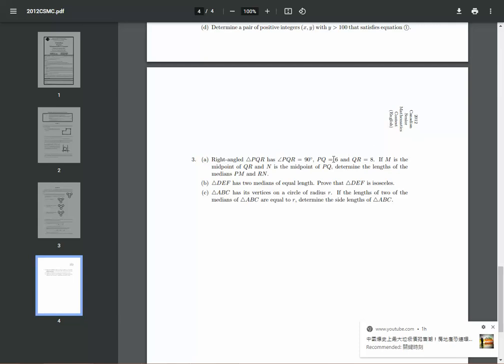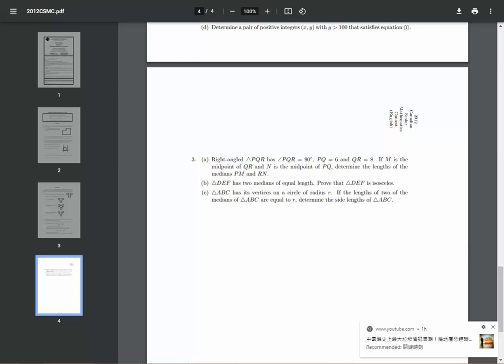Hello, today we are looking at the last CSMC question. The last question is a geometry question. Basically we start with part B. It says two medians have equal length, prove this triangle is isosceles.